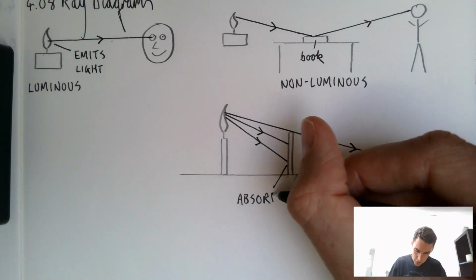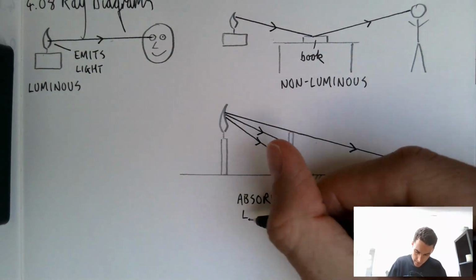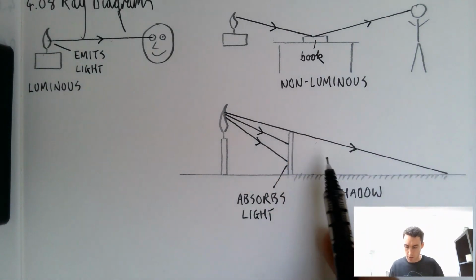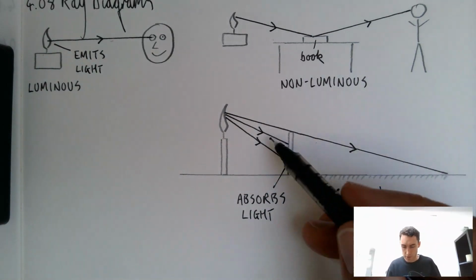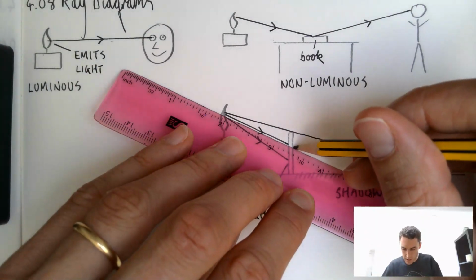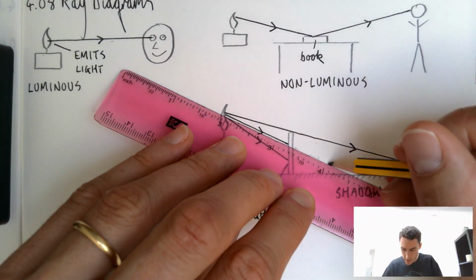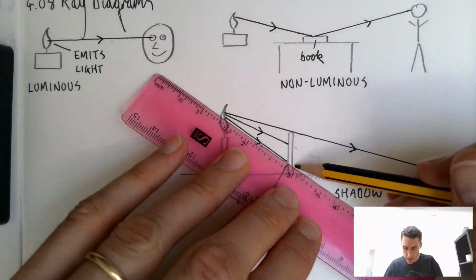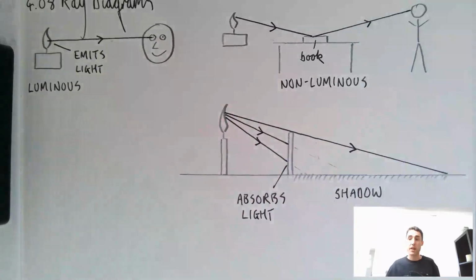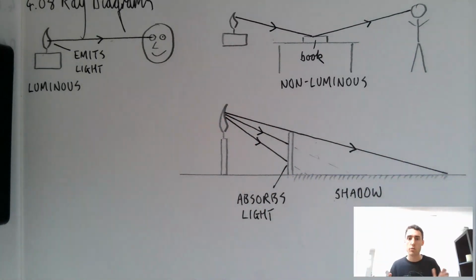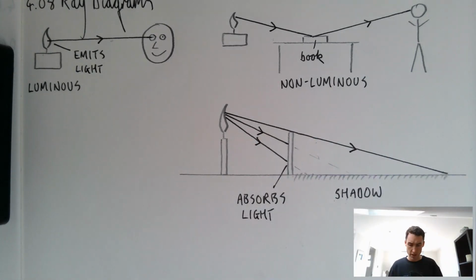So we can say absorbs light, and that's why you get the shadow here, because in this region, instead of light traveling to here, you could add maybe a dashed line like this. Instead of light traveling to here, it is absorbed by the book, and therefore no light actually reaches it. And that's why this shadow region appears darker than the other regions where light from the candle could reach.